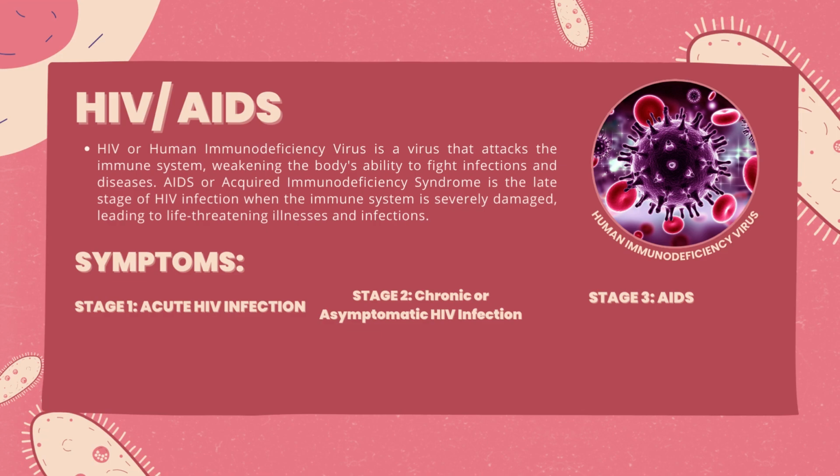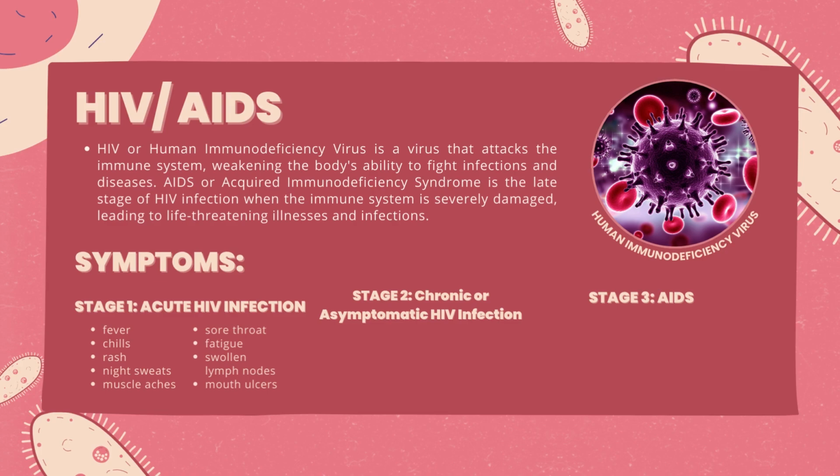Within 2 to 4 weeks of HIV infection, flu-like symptoms may occur, including fever, chills, rash, night sweats, muscle aches, sore throat, fatigue, swollen lymph nodes, and mouth ulcers. Symptoms can last from a few days to several weeks, but some individuals may not experience any symptoms during this stage.